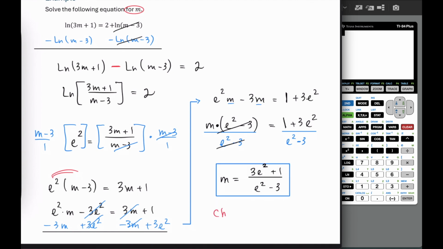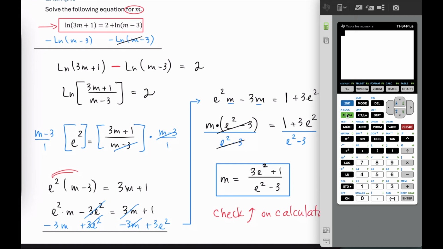However, we definitely want to check this answer, especially because the beginning equation was logarithmic, and logarithmics sometimes generate extraneous solutions. But we definitely want to use our calculator here. Checking this by hand would be pretty difficult. So in the calculator, let's select alpha F1 in order to get the numerator-denominator feature. So we hit enter and we end up with the fraction on the home screen.